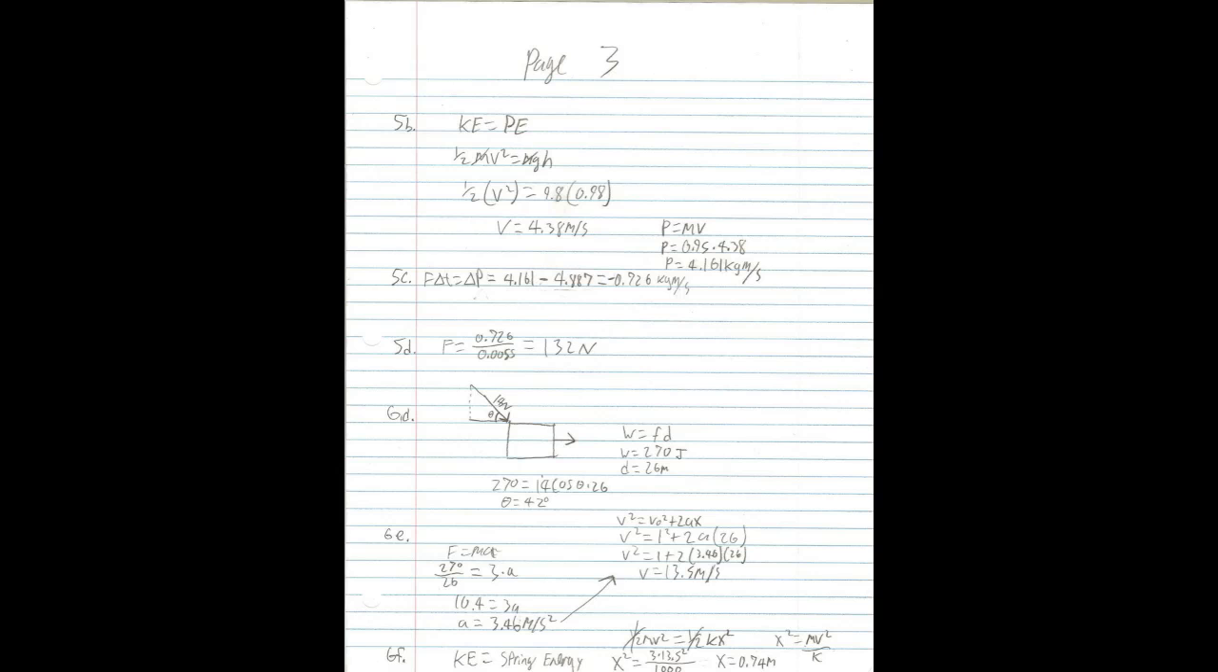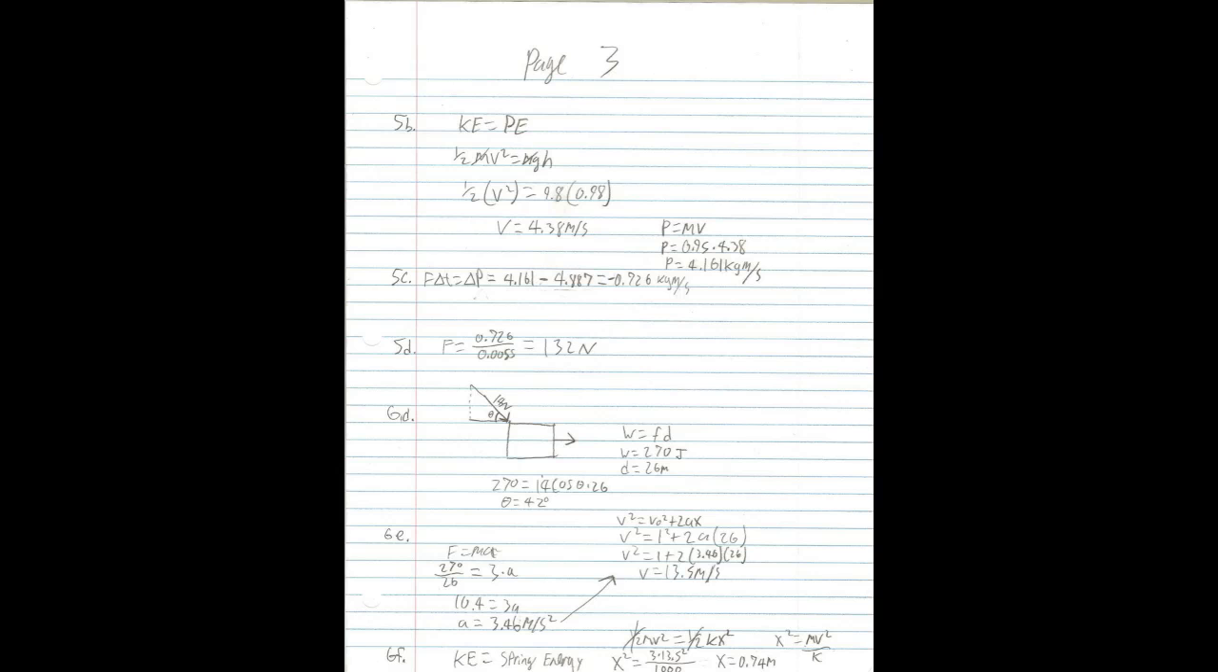So I got A right, and then B asks what is the momentum of the ball just as it leaves the floor. So to solve this, you set the kinetic energy equal to the potential energy, cross out the mass, and then you solve for V. And then once you get that, you can plug in the equation P equals mv, and you get P equals 4.161 kilogram meters per second. C asks, what is the impulse exerted on the ball by the floor? And to do that, you just do the change in impulse, which is 4.161 minus 4.887, and you get negative 7.726 kilogram meters per second.